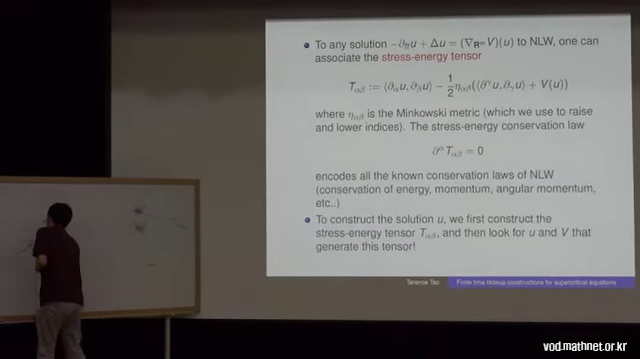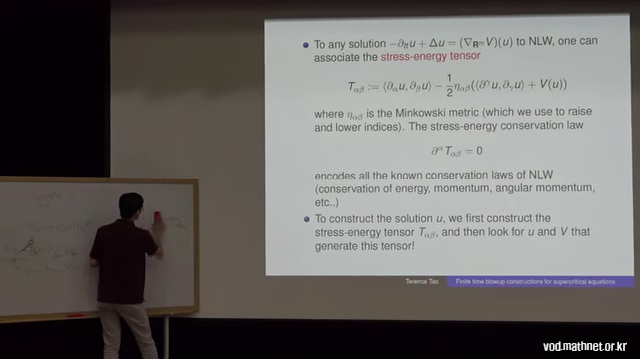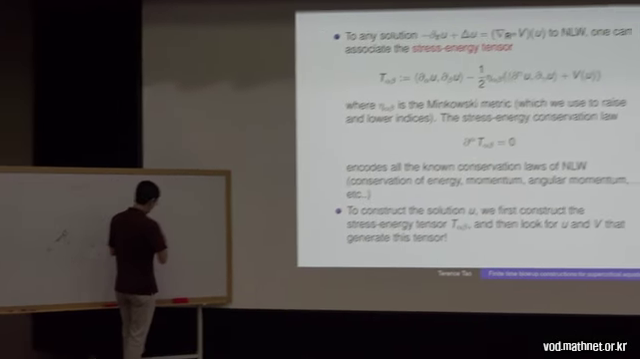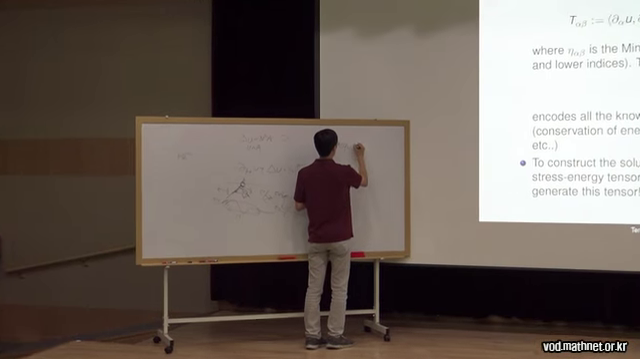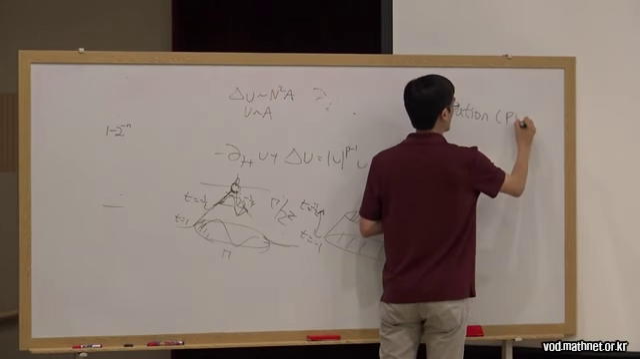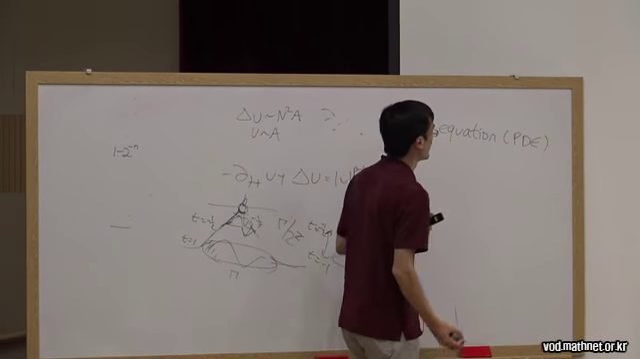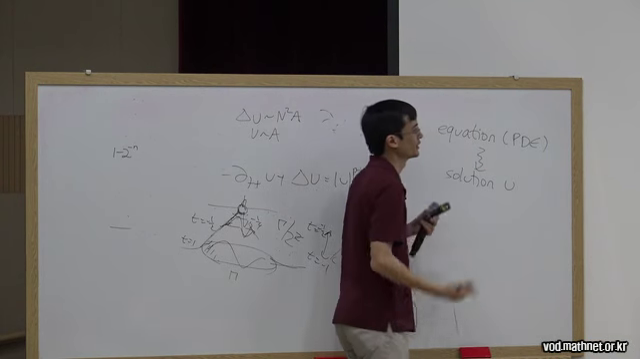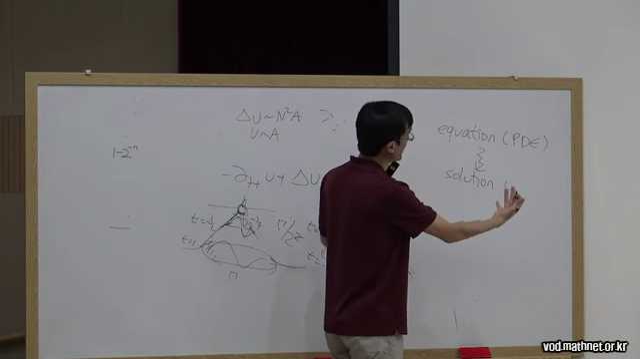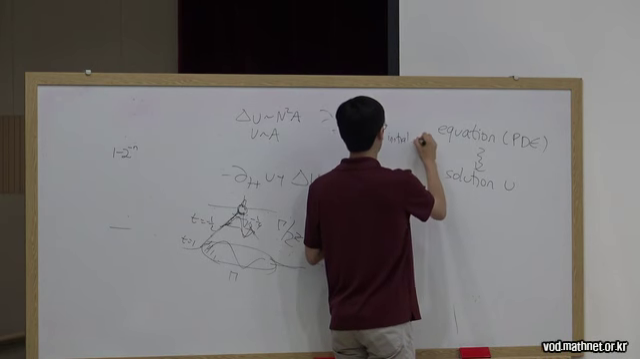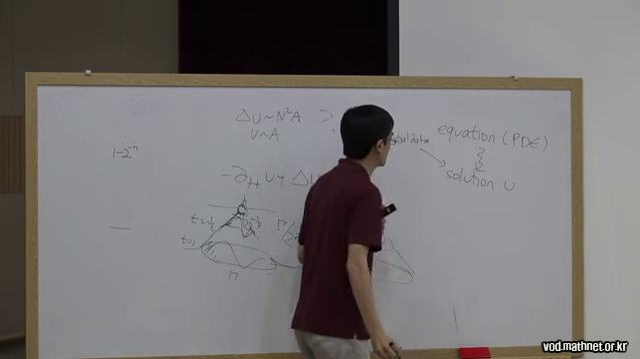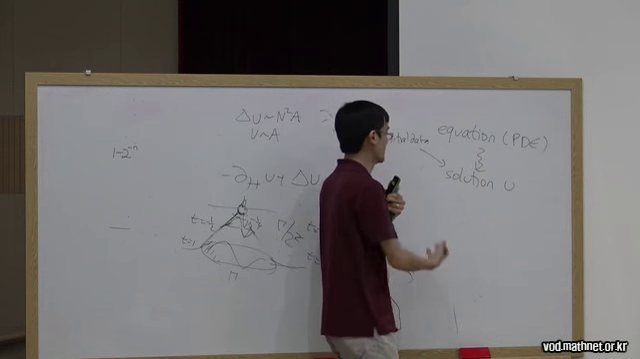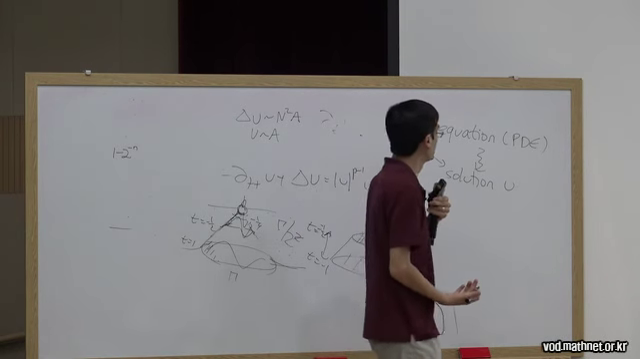All right, so how do you actually solve this equation? Normally in PDEs, what happens is that you're first given the equation. So you have your equation of motion, your PDE, maybe you have some initial data, and then you solve it to get your solution U. And once you have your solution, you can start computing various features of your solution, like energy, momentum, various physical features of your solution.